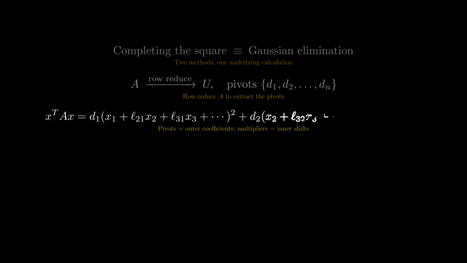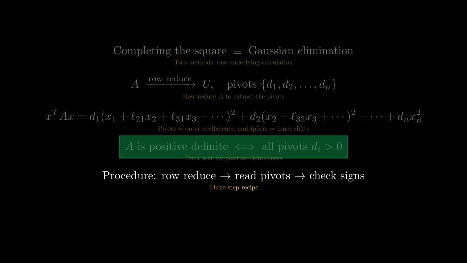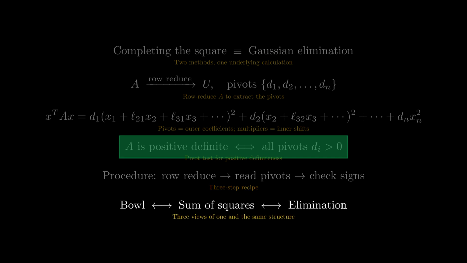When you eliminate, the pivots become the outside coefficients of the squares, and the multipliers become the inside shifts. So the test for positive definiteness collapses to something wonderfully simple. The matrix A is positive definite if and only if all of its pivots are positive. Row reduce the matrix, read off the pivots, check the signs. The bowl shape, the sum of squares, and the elimination steps are three views of one and the same structure.